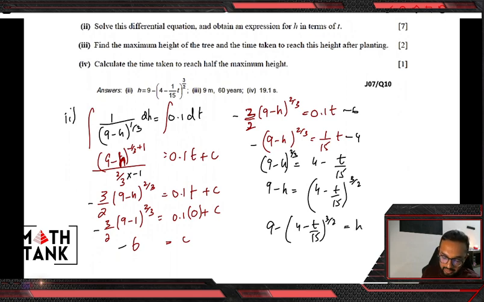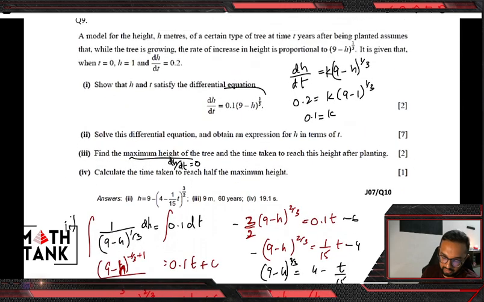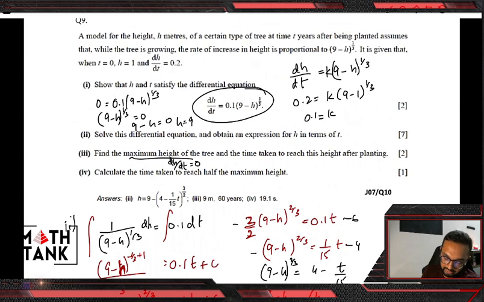Okay, then it says find the maximum height of the tree and the time taken to reach the height after planting. So maximum height is when the differential is 0, so dh over dt should be 0. Now you don't need to differentiate this, you already have dh over dt, so I can simply say that when I place this equals to 0, this becomes 0.1 (9 minus h) to the power 1/3. So (9 minus h) to the power 1/3 is therefore equal to 0. 9 minus h is therefore 0, so h is 9. Find the maximum height of the tree. So 9 meters, that's what I found out, and the time it takes.